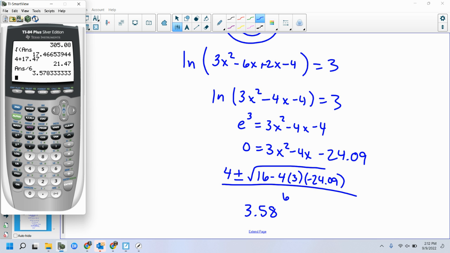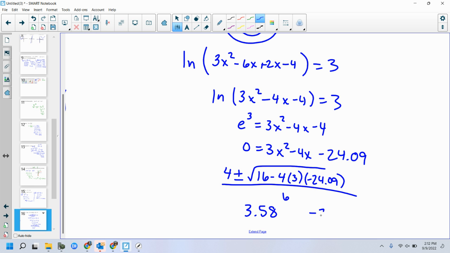And then I'm going to do the minus. 4 minus 17.447 divided by 6. Negative 2.25. Negative 2.25. Now, here's the deal.